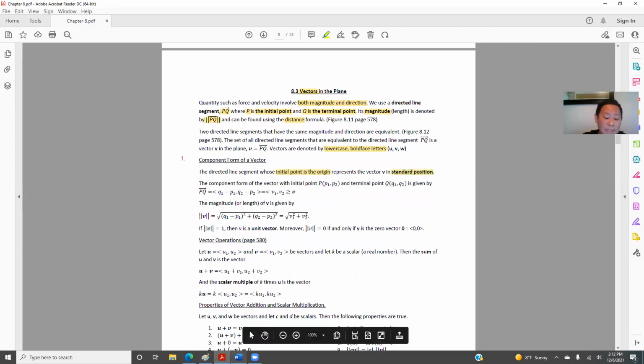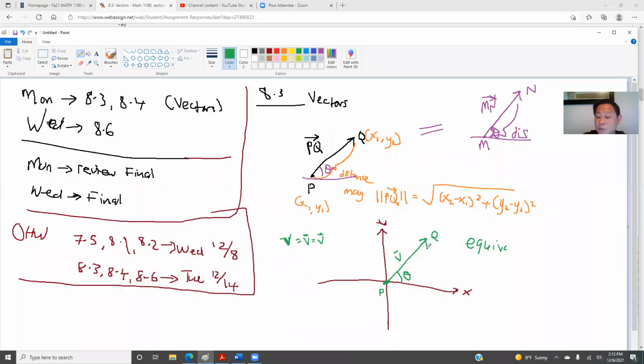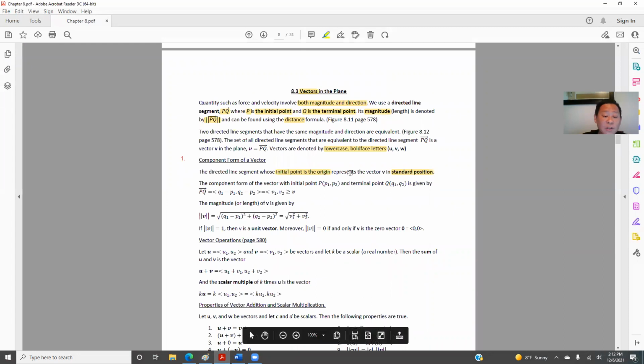Standard position means you measure from the origin. So this is called a standard position. If you have a vector with initial point P, with coordinates P1 and P2, and Q1 and Q2 is the terminal point Q, then the vector PQ in this case is Q1 minus P1, Q2 minus P2, or V1, V2.